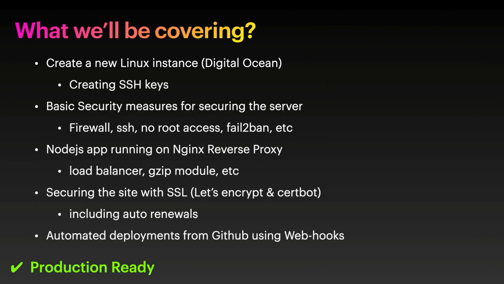So basically, what we would be covering, in a very short slide here: we would be creating a Linux instance on DigitalOcean. We would be creating the SSH keys, and we would be taking all the basic security measures for securing our server, which I've told you already: the firewall, SSH, no root access, fail2ban, etc. And then the Node.js application would be running behind the Nginx reverse proxy. I've already told you that. And then we would obviously be securing our site with SSL by using Let's Encrypt and certbot, including auto renewals. And as I already told you, we would be doing automated deployments from GitHub using webhooks.